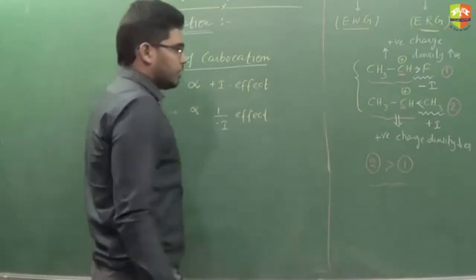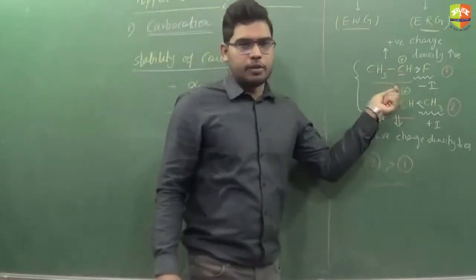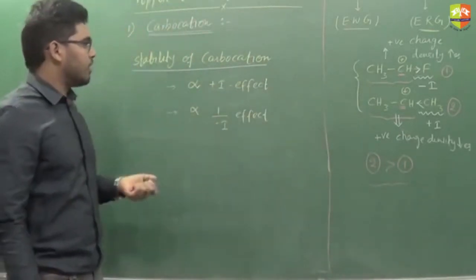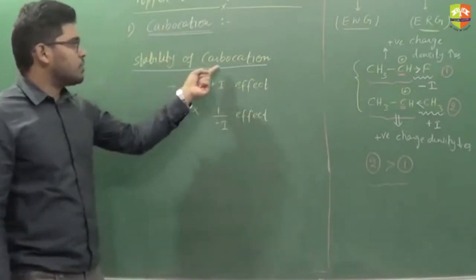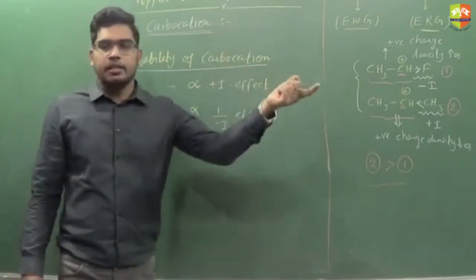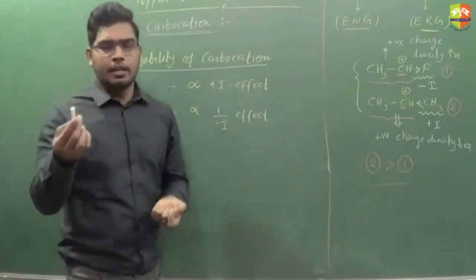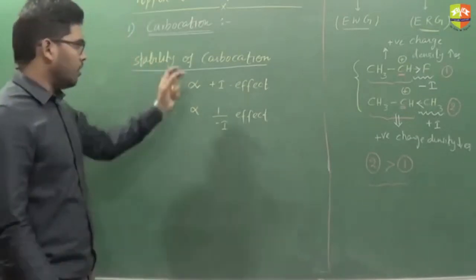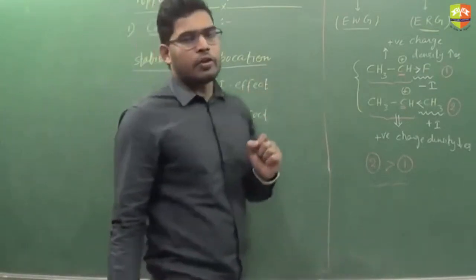Like I said, a neutral molecule is always more stable. That's the key word you have to keep in mind. Accordingly, you can decide whether the charge on the carbon, which is the carbocation, is increasing or decreasing. If it is increasing, it is less stable; if decreasing, then more stable. So depending on this, we'll now discuss a few examples.